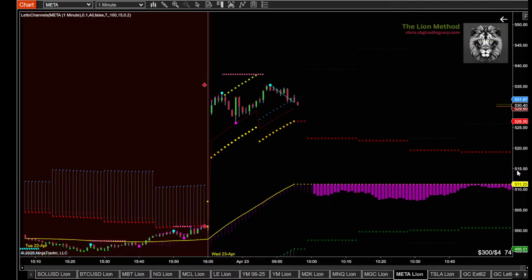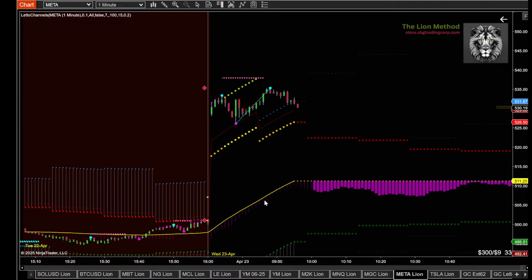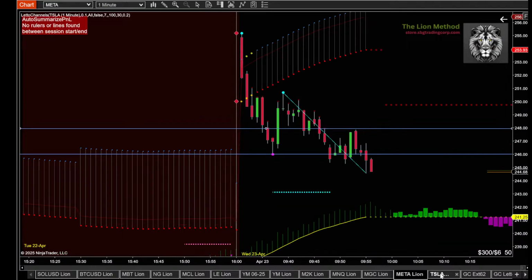Look at this open though, Matt. We had a strong tendency for Meta to be below the 100. It opened up hugely overbought. So that's a very interesting situation. This would be our sell price for Meta. Go back to Tesla.